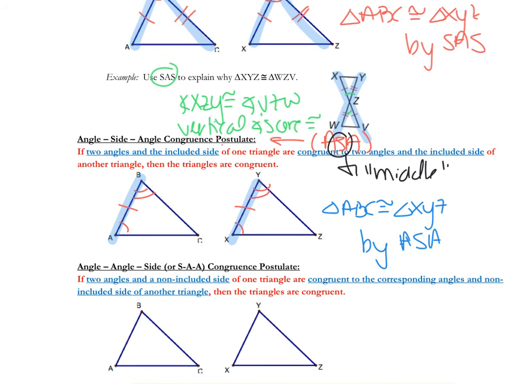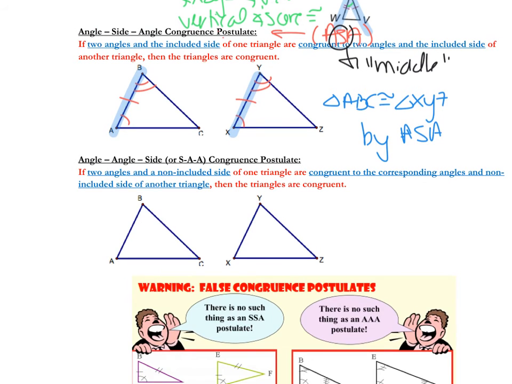Okay, and then the last one we have is angle, angle, side. So AAS, or it can be SAA. Now with angle, angle, side, notice that the side is not in between the two A's. So we want a non-included side this time. So if I said angle A is congruent to angle X and B is congruent to Y, I need either AC is congruent to XZ or I need BC is congruent to YZ.